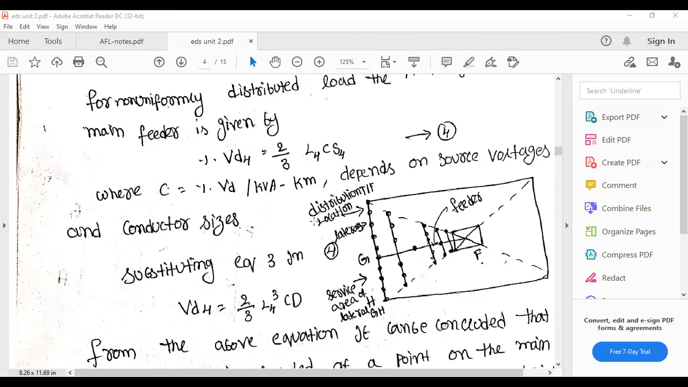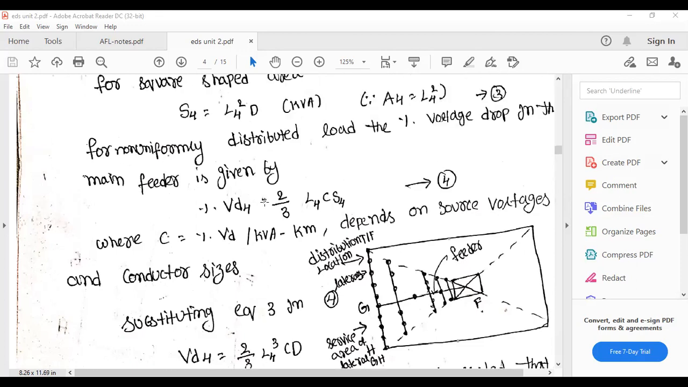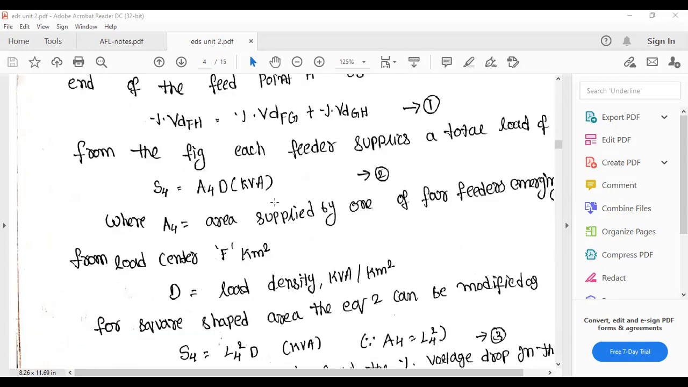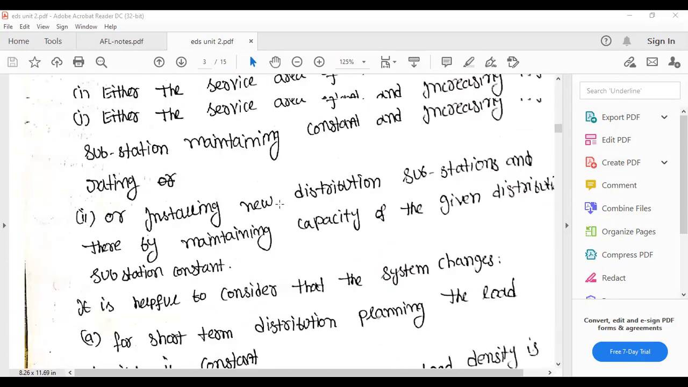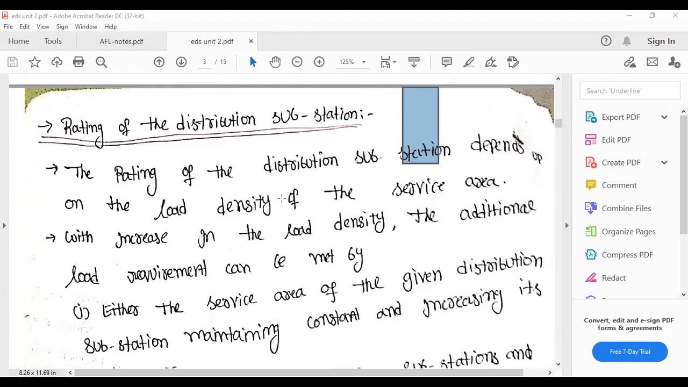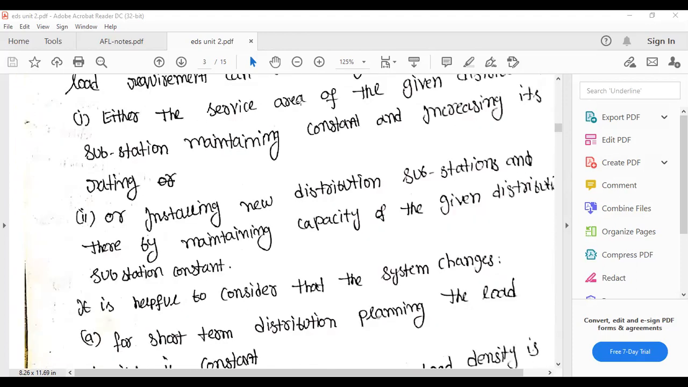While selecting the considerations for the distribution substations, we are considering different criteria: either increasing the service area or installing new substations. Those are the 2 points that will be considered for the selection of the substations.